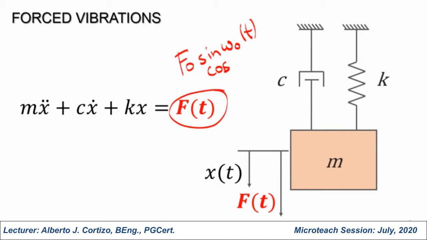This is more common, as many systems are exposed to some kind of excitation. And notice that we are only modeling the system with a single degree of freedom, so in this case we only need to care about the displacement in one direction, represented by x.